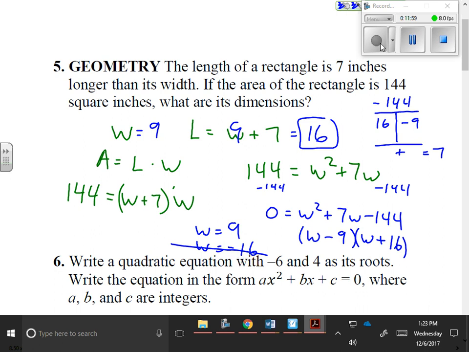So those are the dimensions. It's a 9 by 16. 9 times 16 is 144. Subtract, you get 7. Now, you probably could have done it a lot easier, a lot faster using trial and error.